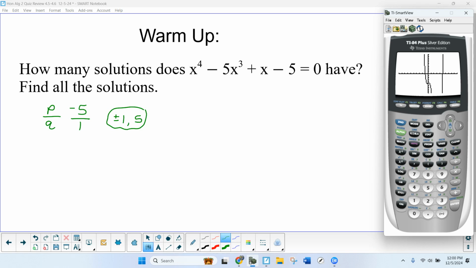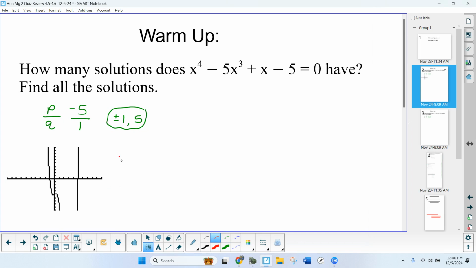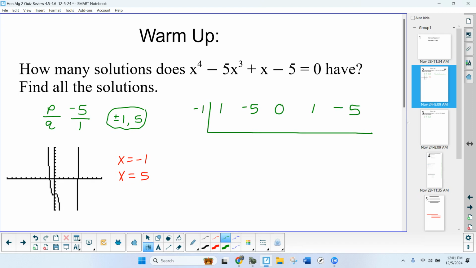-1 and 5. Okay, so which one did you test first? I did -1, but then it didn't come out with 0, so then I did 5. Okay. You did -1 and it didn't come out, but it should have. So let's try -1. Let's see what you did wrong. When you put in -1, what numbers did you put in here? 1, -5, 1, and what'd you miss? Oh, 0. 1 and -5.